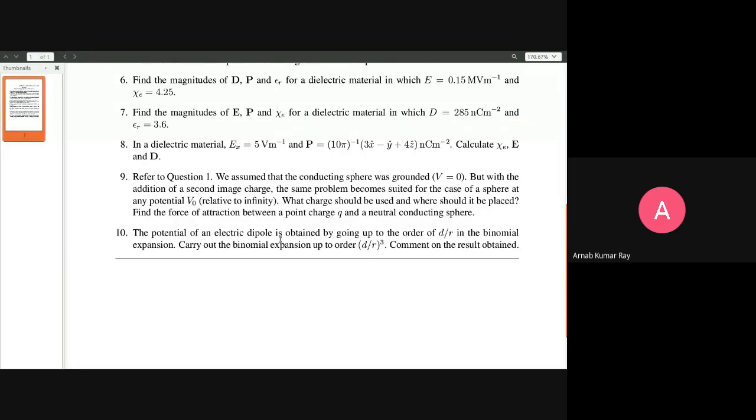Question 10 is asking you about the potential of an electric dipole, which is obtained by going up to the order of d by r in the binomial expansion. Carry out the binomial expansion up to the order d by r cubed. In the lecture, we discussed d by r, and so here in question 10, you're asked to go up to the order d by r cubed. And then you comment on the result obtained. So those were the 3 questions I'd briefly touch upon, and then we can stop.